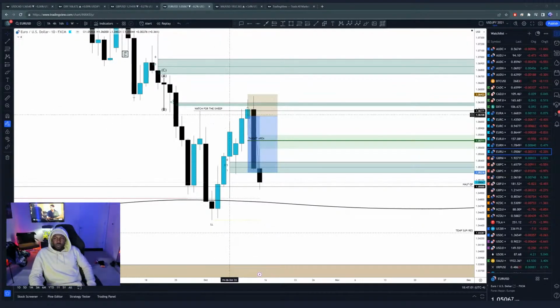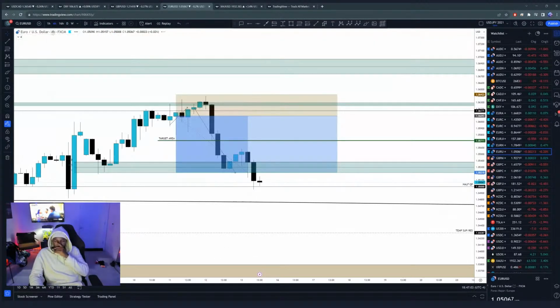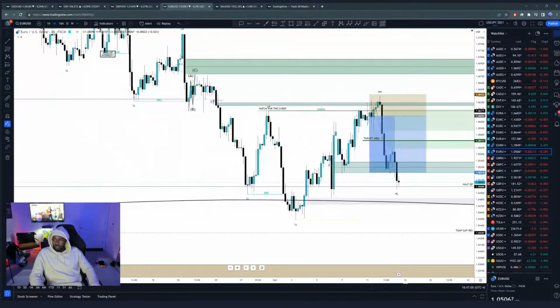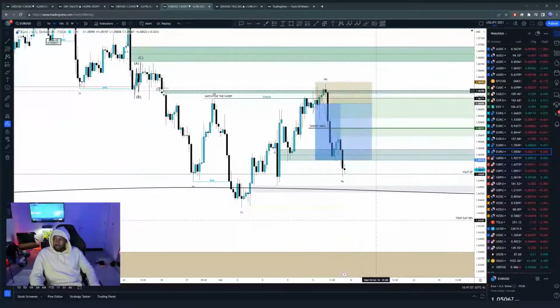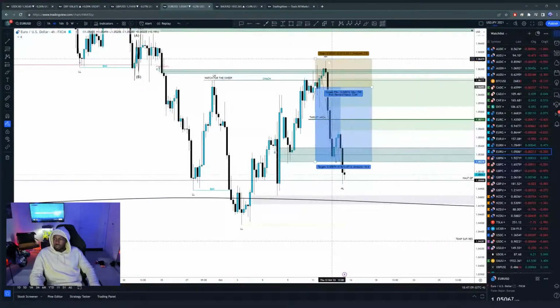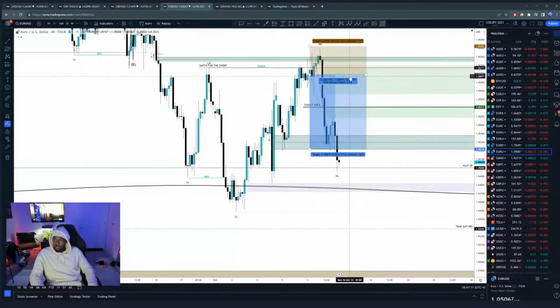Euro USD, this one we actually closed out early, but it ended up dropping with the news, so pretty solid. Actually came just shy of the stop loss. Came through all the way solid.